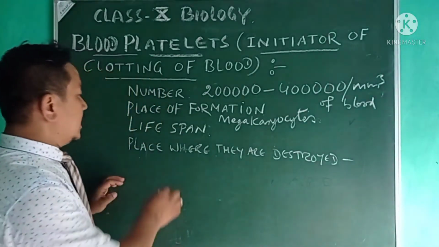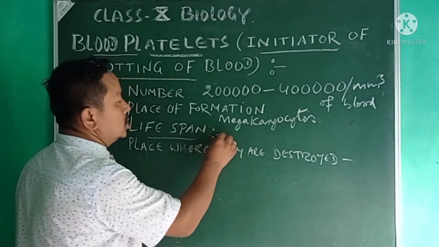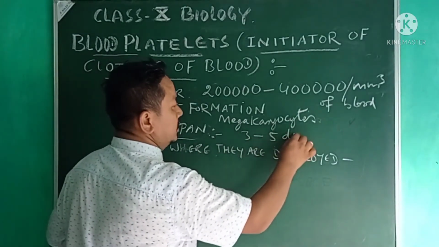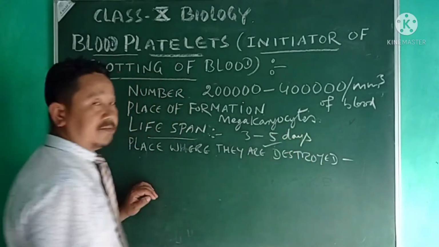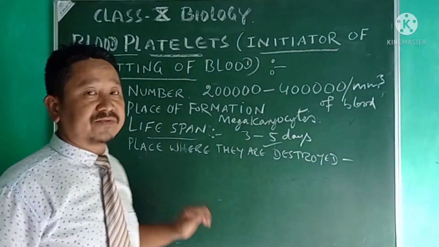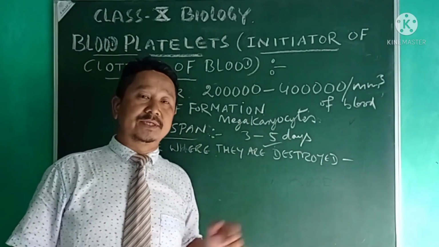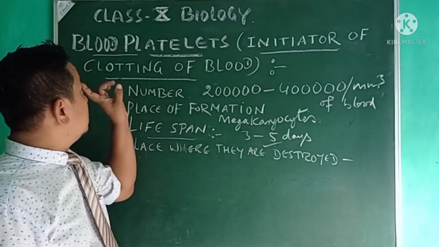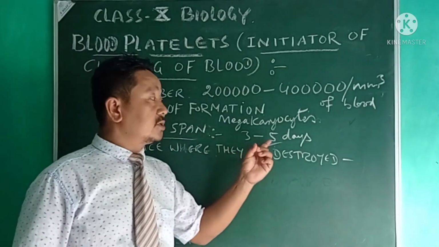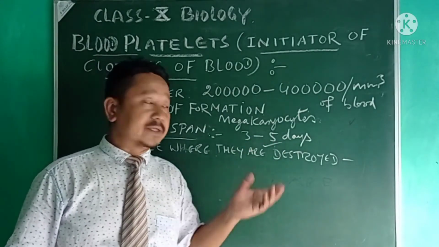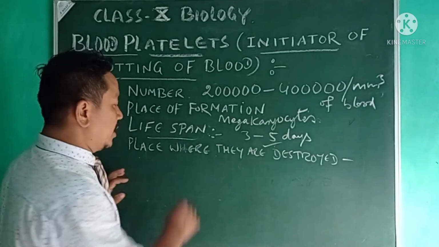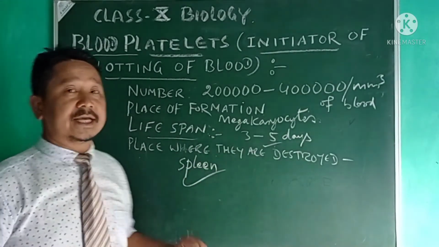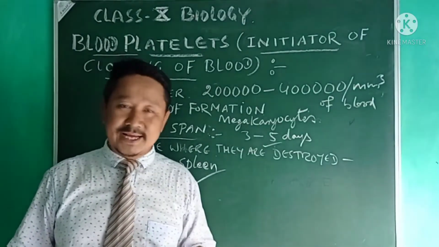Lifespan: how long do they survive? Their lifespan is 3 to 5 days only. RBC survives for 120 days, WBC for 2 weeks, whereas blood platelets survive for 3 to 5 days, and after that they are destroyed in the spleen, which is an organ of the lymphatic system.